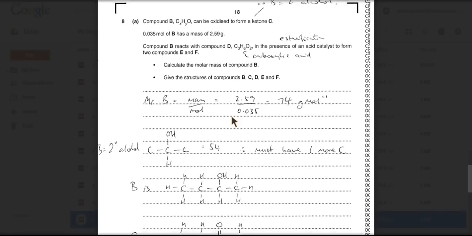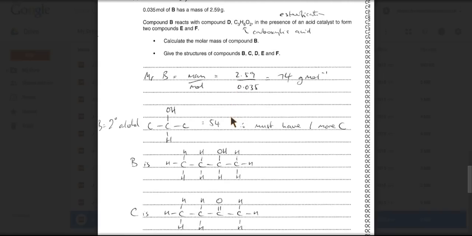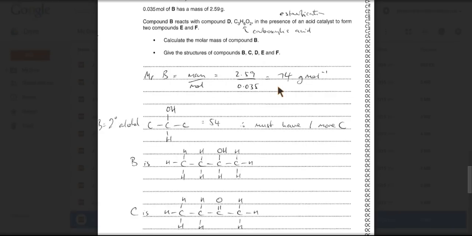We've established that B must be a secondary alcohol. So to be a secondary alcohol, it's got to have a carbon with an OH group attached with 2 carbons directly attached with a hydrogen on there as well. That gives you 54. So we've got an Mr of 74. So we need another 20 grams worth of atoms.